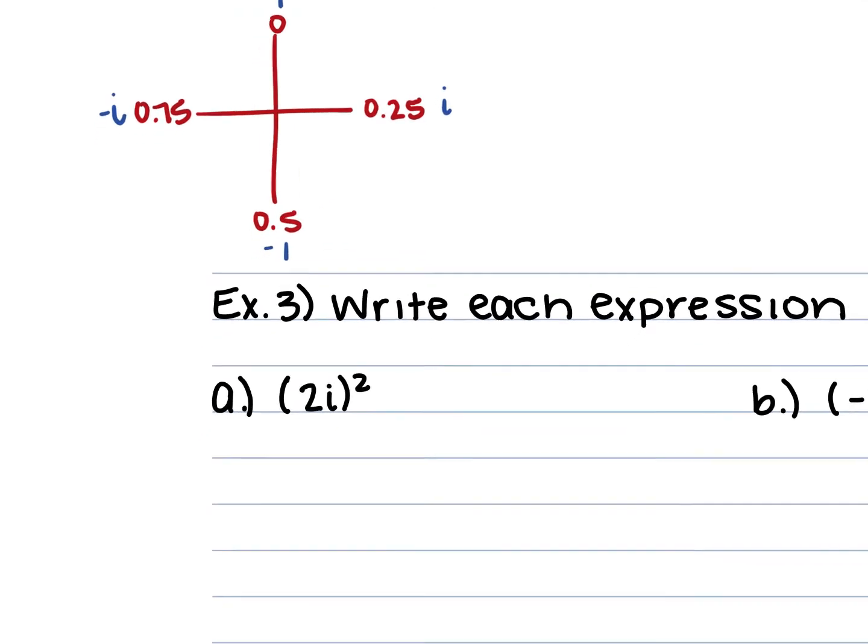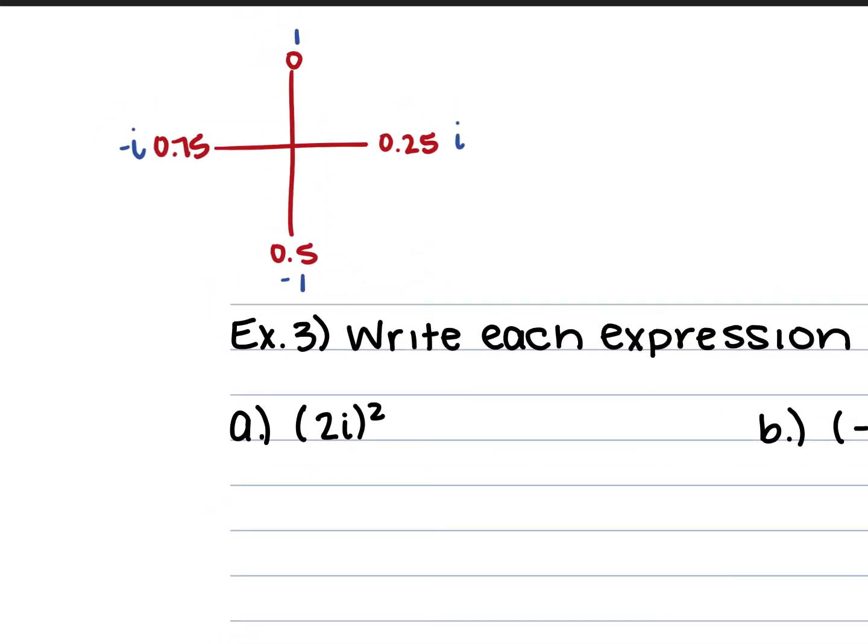So if we look at these, for example, 3a, you have 2i raised to the second power. This 2 gets raised to the second power. The i gets raised to the second power. This leaves us with 4i squared. You know off the top of your head that i squared is negative 1. So this is the same thing as saying 4 times negative 1. However, if you took that 2 and divided it by 4, it would give you a 0.5.